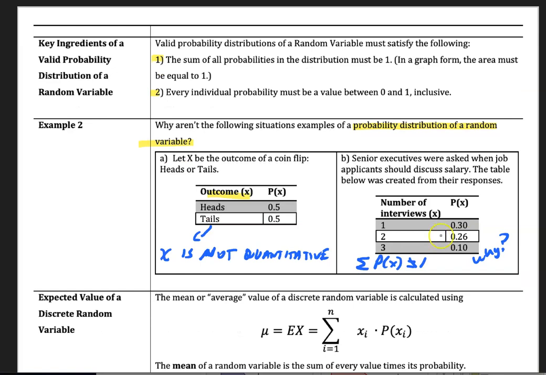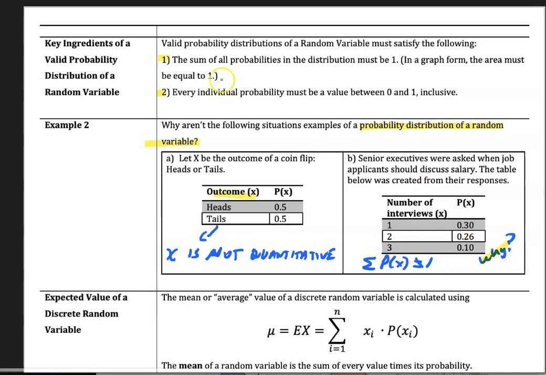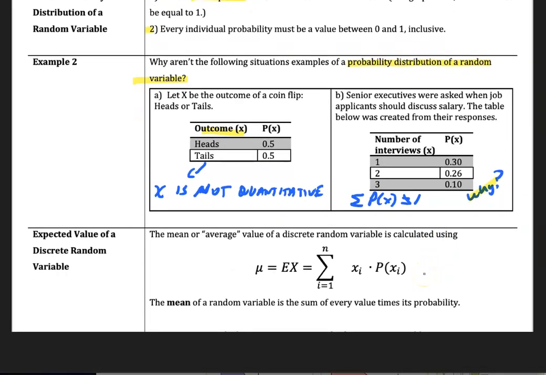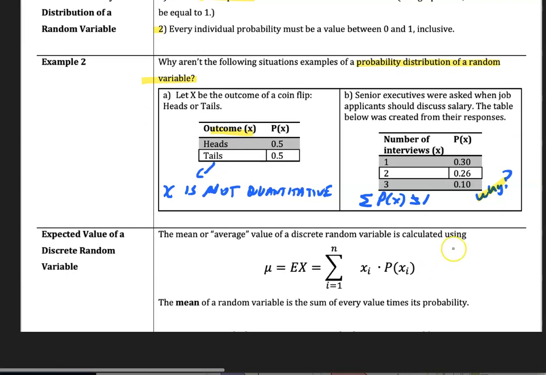In the second one, we don't have enough data. It's not finished. Why would this not be a distribution? Well, if you look carefully here, you add the probabilities up, you get 66. So we're technically missing some value. It's not a complete probability distribution. The sum of all the probabilities must be equal to 1, which means we don't have all the data there. So those are examples that are not probability distributions. Just keep that in mind, okay?